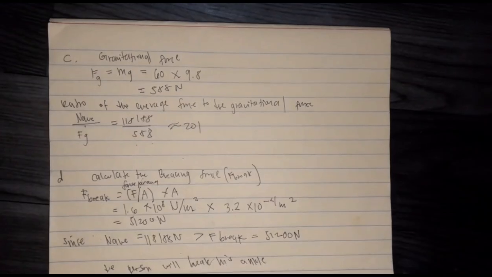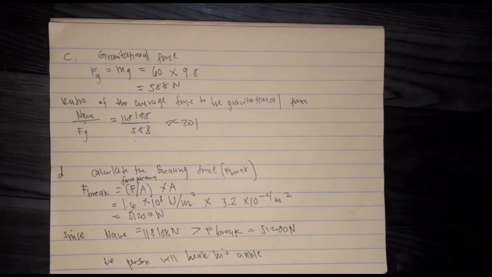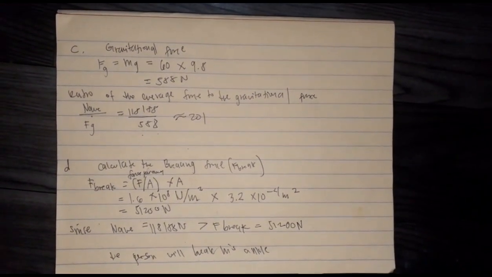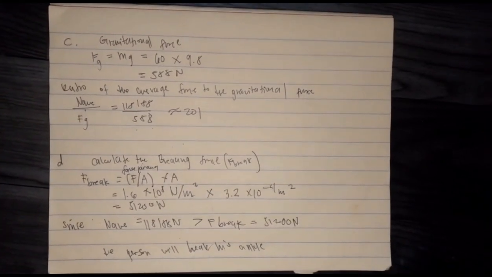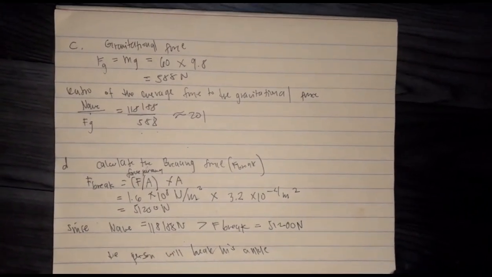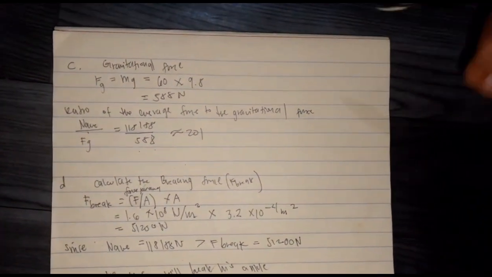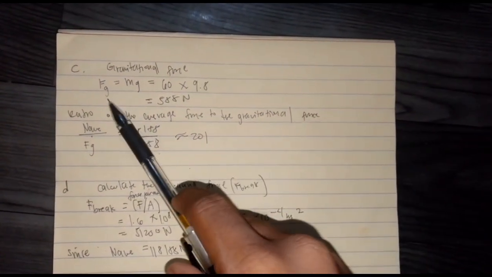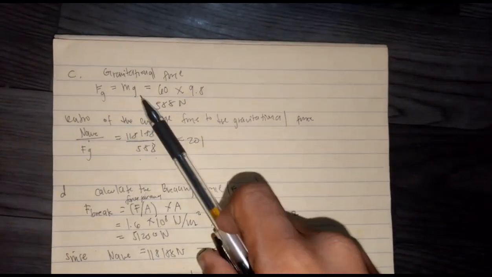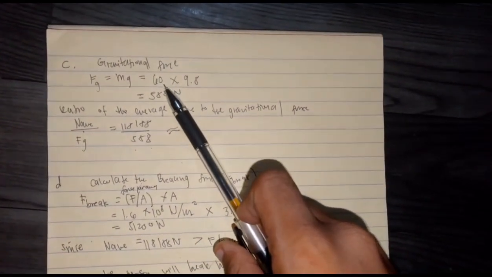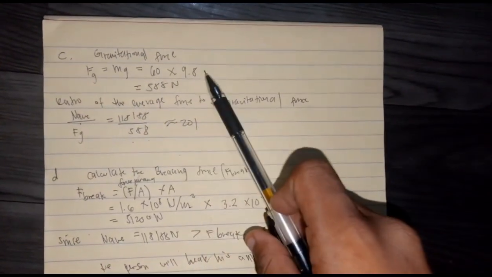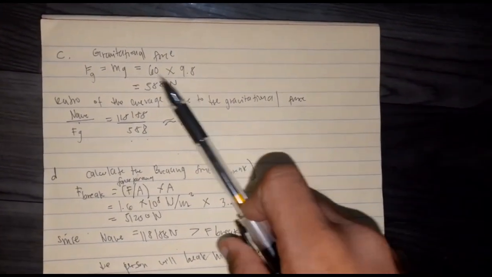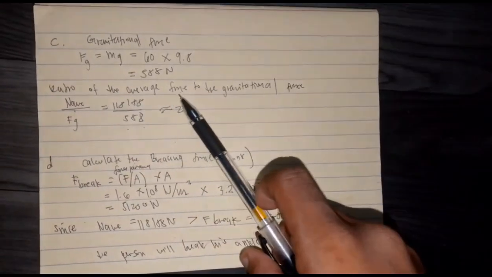Good day, sir. Here is the explanation for number 3, letter C and D. What is the ratio of the average force of the ground on the person to the gravitational force on the person? Can we effectively ignore the gravitational force during the collision? Here is the formula for getting the gravitational force. Gravitational force is equal to the mass times gravity. Our mass is 60 while our acceleration due to gravity is 9.8. So we multiply these two and we have 588 Newton.